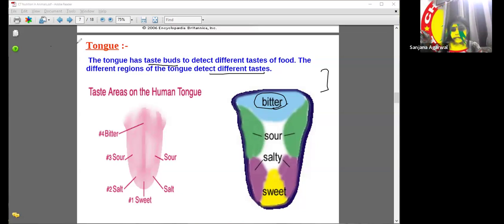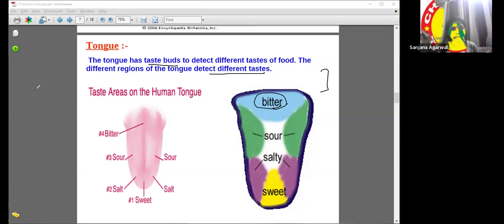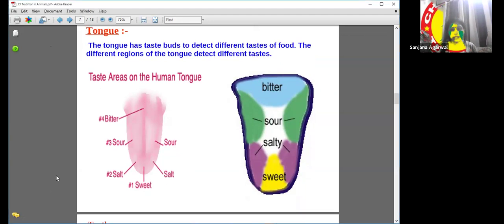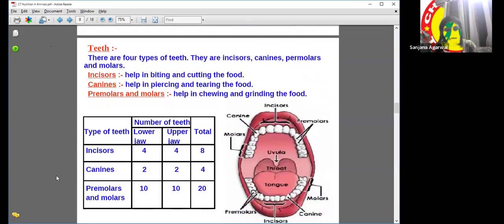Is it done? Yes, ma'am. Four types of teeth. So I hope all of you must be remembering a few of them and their roles.